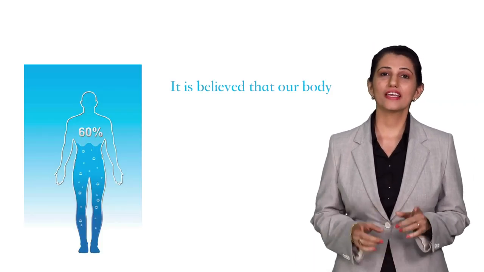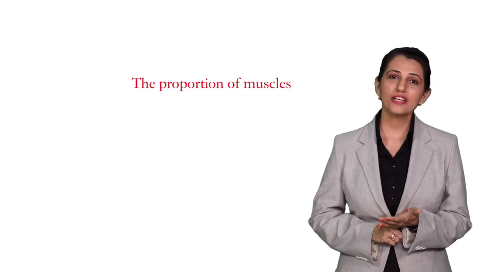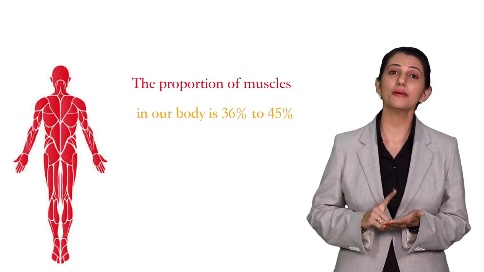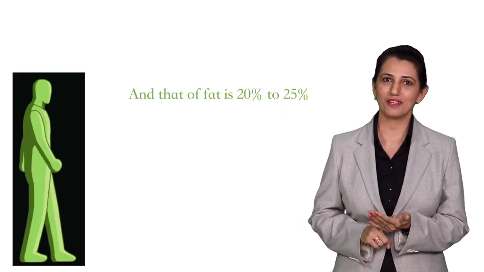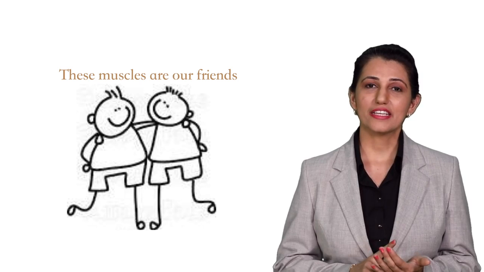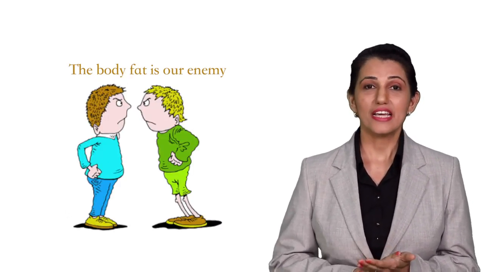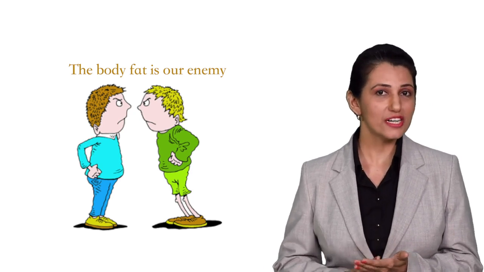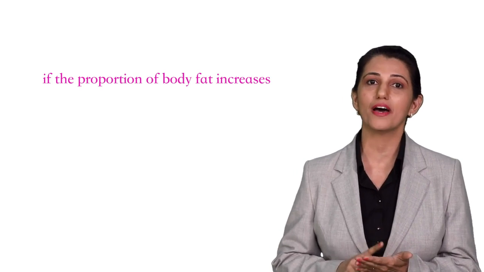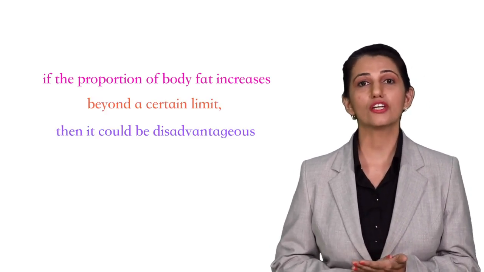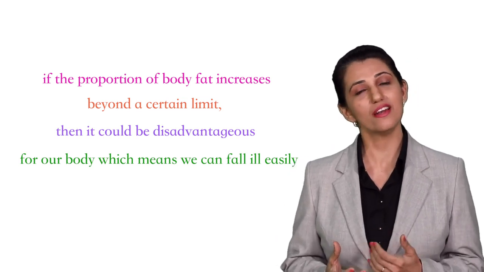It is believed that our body is made up of 60% water. The proportion of muscles in our body is 36 to 45% and that of fat is 20 to 25%. Now these muscles, they are our friends and the body fat is our enemy. Which means that if the proportion of enemies in our body increases, that is, if the proportion of body fat increases beyond a certain limit, then it could be disadvantageous for our body, which means we can fall ill easily.